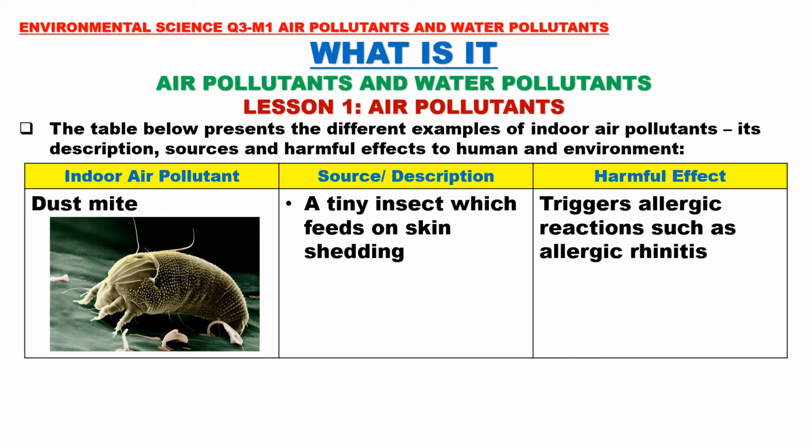The table below presents different examples of indoor air pollutants, their descriptions, sources, and harmful effects to the human environment. First, we have dust mite. Here's a picture of a dust mite. It's a tiny insect which feeds on shed skin. Harmful effect: it can trigger allergic reactions such as allergic rhinitis. You can usually find dust mites in your beds.